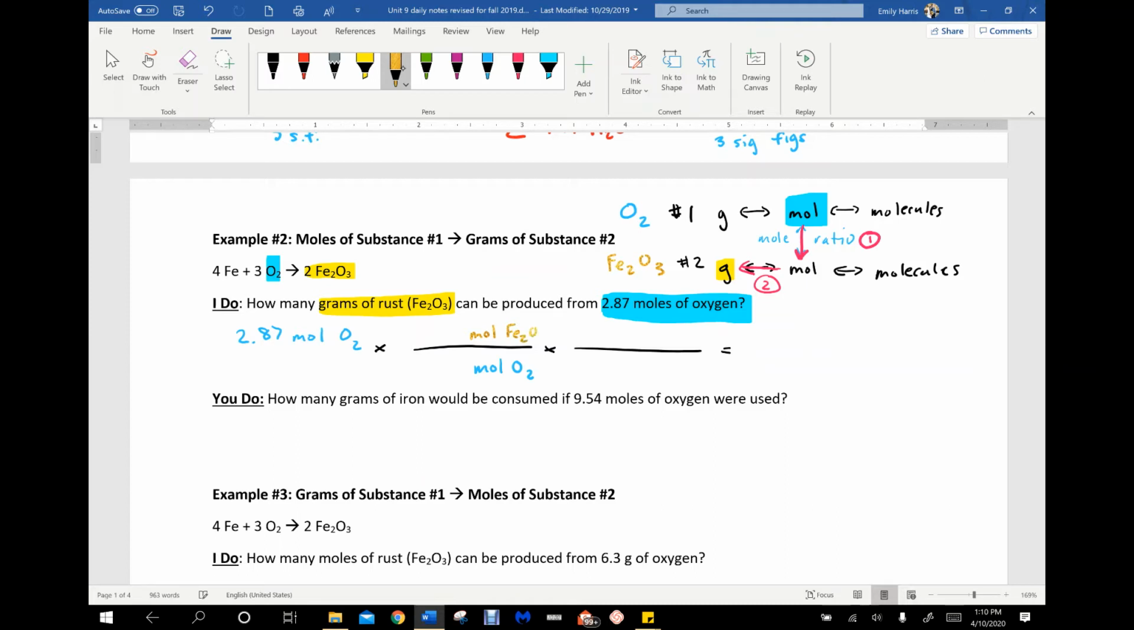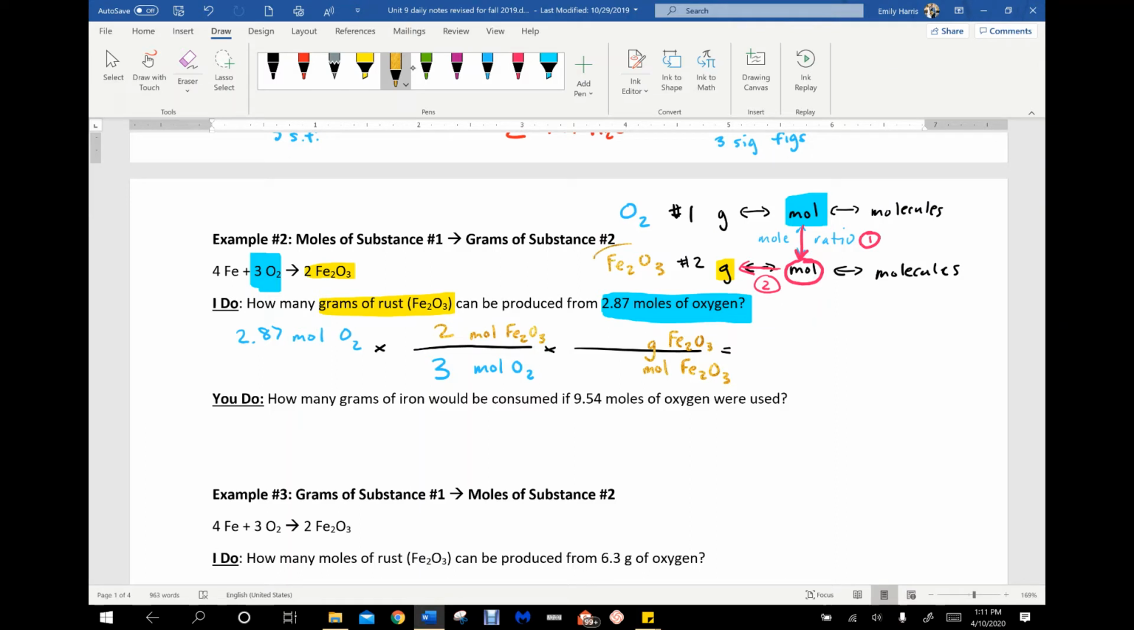And so the mole ratio is the only time that you can change what substance you're working with. Again, where that mole ratio comes into play is from the coefficients of your chemical reaction. My coefficients tell me that I must put in 3 moles of oxygen to get out 2 moles of rust. Now, if I were looking at my framework, I'm now in the unit for moles of rust. And so I'm ready to go from moles of rust to grams of rust. So moles of Fe2O3 to grams of Fe2O3.